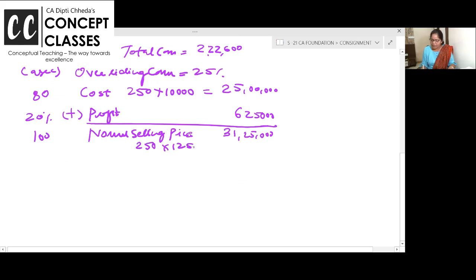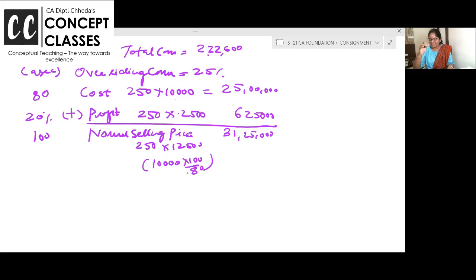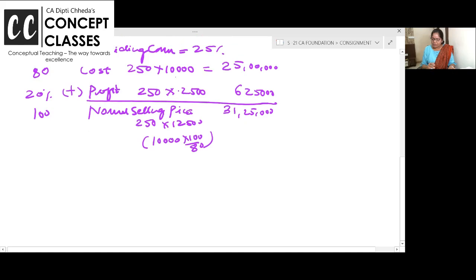250 units into 12,500 and 250 units into 2,500 profit. Can you please write this bifurcation, all of you? 10,000 into 20 divided by 80, those who are not getting. 10,000 into 100 by 80, 12,500. Clear? What is cost of the goods? 10,000. What is profit and what is selling price? 12,500. Now, actual sales.